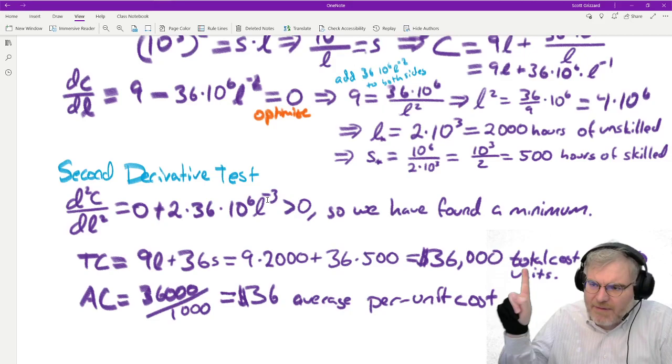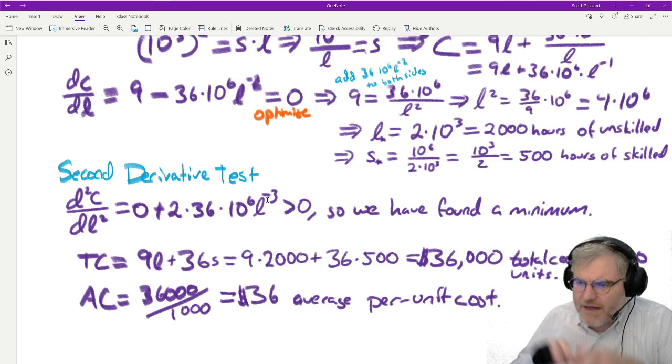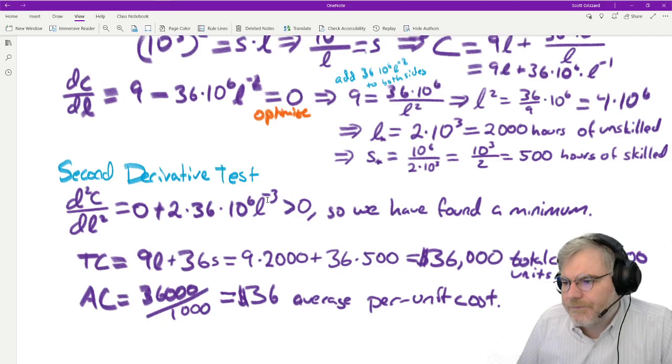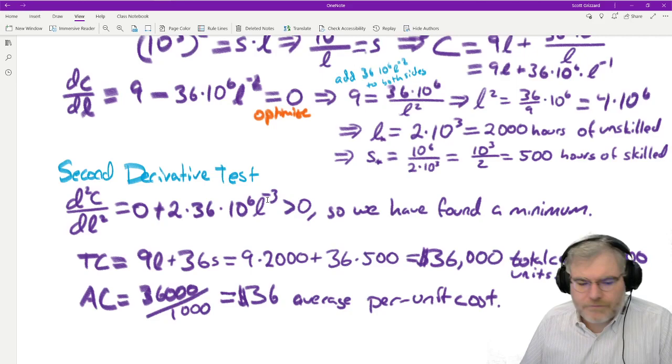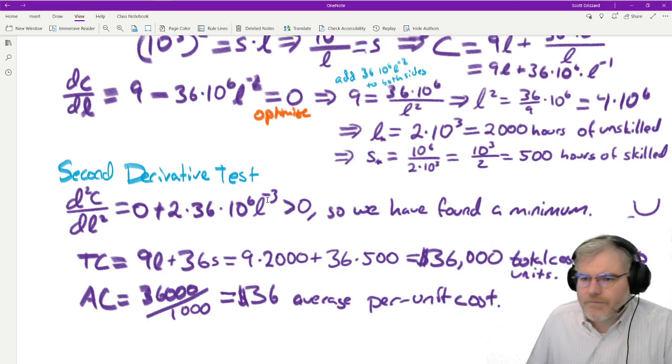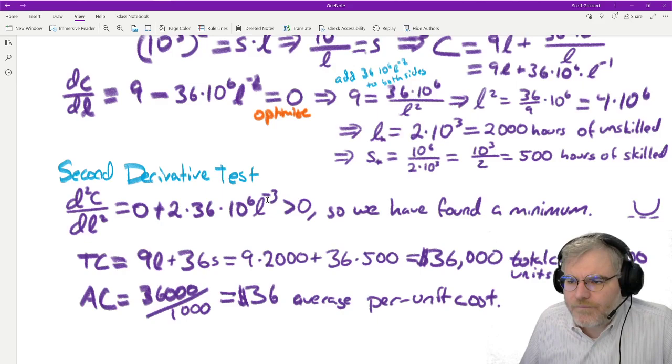I'm concave up, so I've got a minimum at the bottom. How do we feel about that, 1 to 5? The second derivative test: second derivative positive, I'm concave up, therefore I have the minimum at the bottom. I can even write that right here. Okay. All right. So now I know I have a minimum.